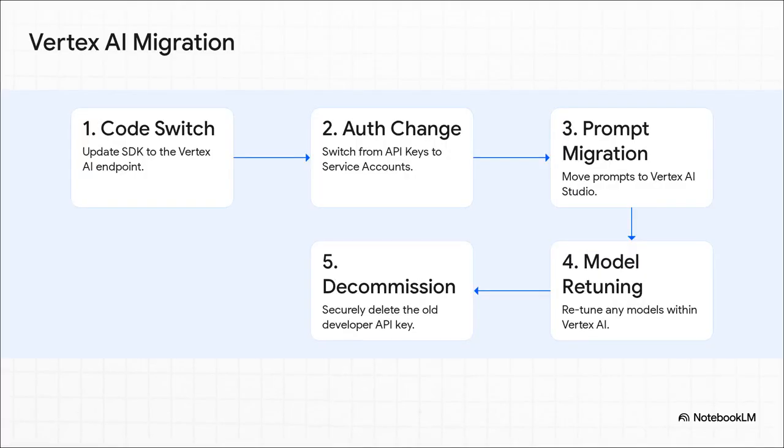Now, the word migration can sound a little scary, but it's actually a really well-defined playbook. You're basically just changing your code to point to the grown-up Vertex AI endpoint, swapping out your simple API key for a much more secure service account, and moving your prompts over. It's a clear, step-by-step process to get you to production-level maturity.